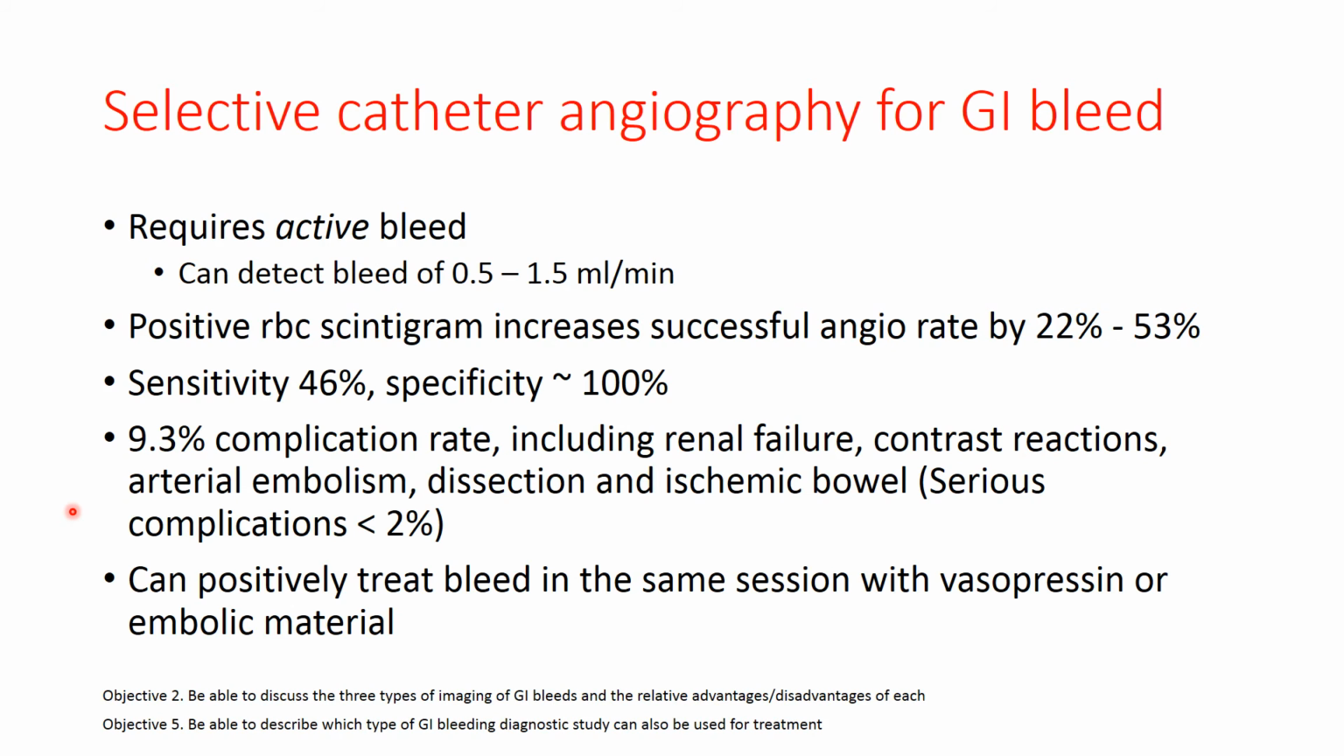But the reason that this is so useful is that we can positively treat a gastrointestinal bleed within that same session. And what we do is we find the bleed, then we can go in, through the same catheter that's already there and inject something like vasopressin, or inject some coils or gel foam or something of that nature to cause embolism of that artery, so that artery can no longer supply the bleed.